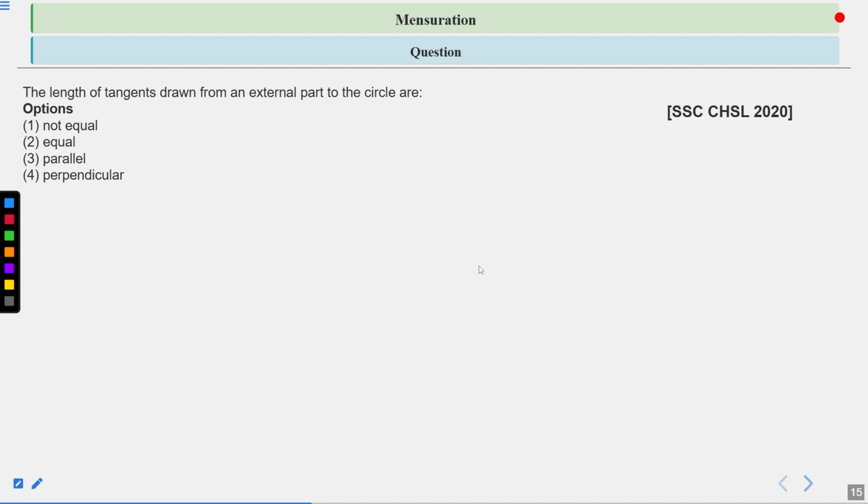The length of tangents drawn from an external point to the circle are, and this question was asked in SSC CHSL exam in 2020. There are four options. First one is not equal, second is equal, third is parallel, and fourth one is perpendicular.